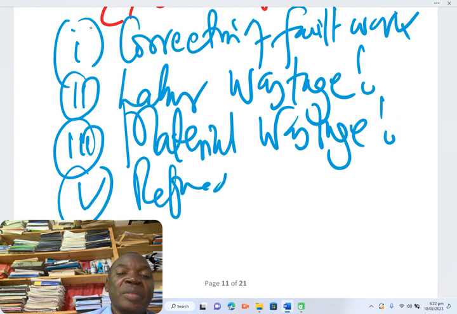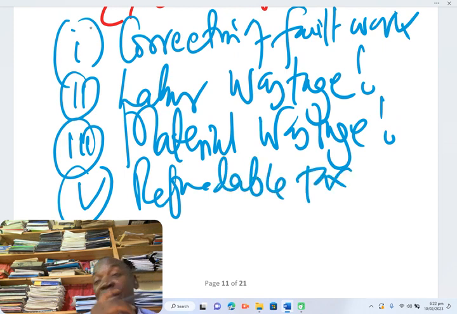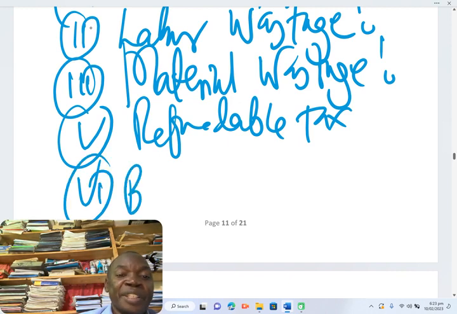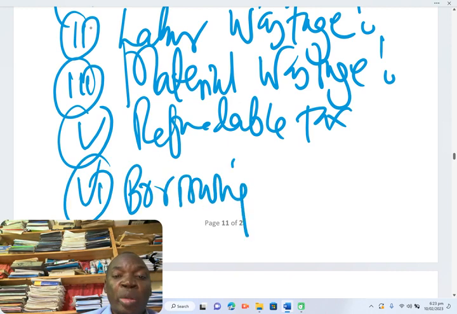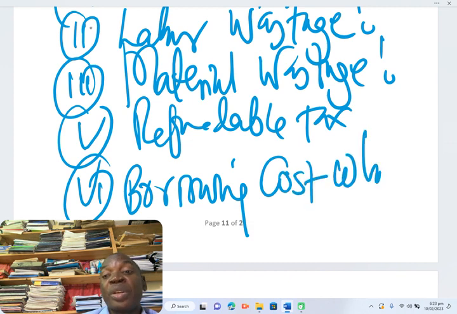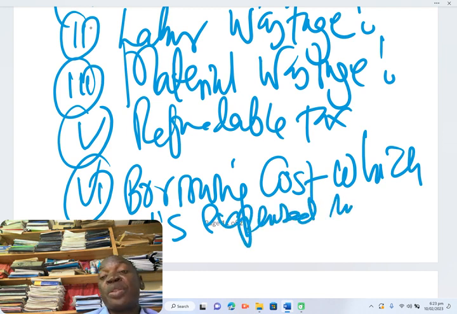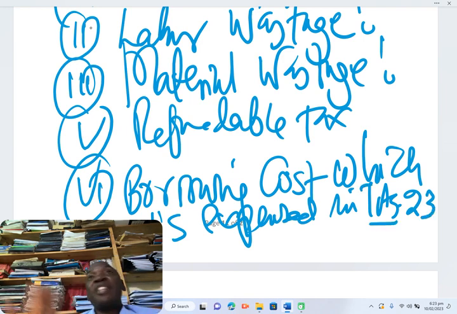refundable taxes. Taxes zikiwa refundable haziingii. Ya nne, borrowing cost which is expensed in IAS 23. Ile borrowing cost ambayo una expense haitaingia. Kwa hiyo ikiwa capitalized inaingia. Ukienda kwenye IAS 23 borrowing cost, kuna ile ambayo una expense na ambayo una capitalize.